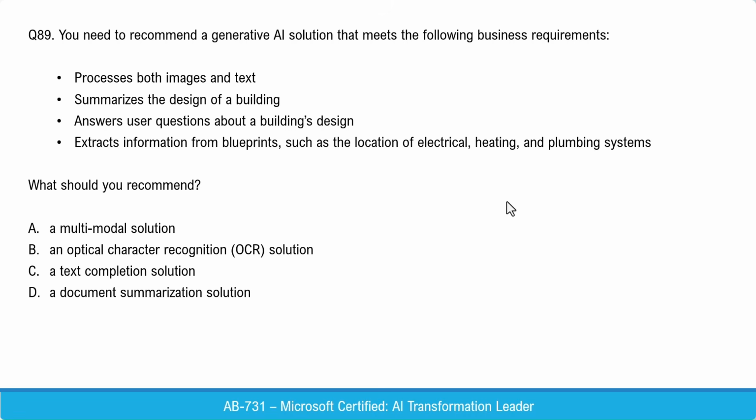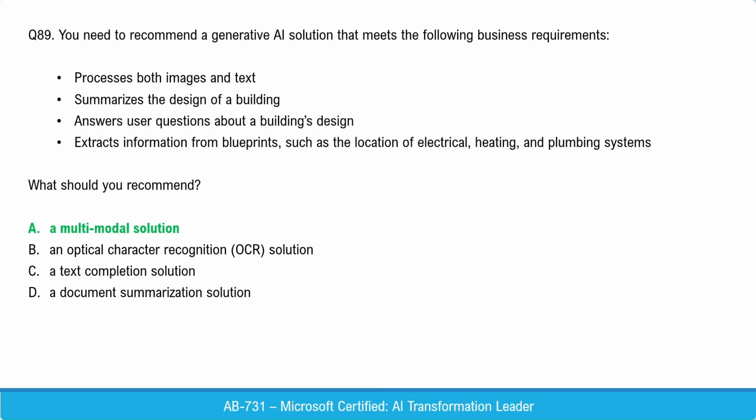Next question. You need to recommend a generative AI solution that meets the following business requirements: processes both images and text, summarizes the design of a building, answers user questions about a building's design, extracts information from blueprints such as location of electrical, heating, and plumbing systems. What should you recommend? Your options are a multi-model solution, an OCR solution, a text completion solution, or a document summarization solution. And the correct answer is option A, a multi-model solution.